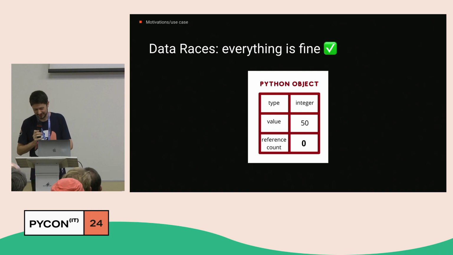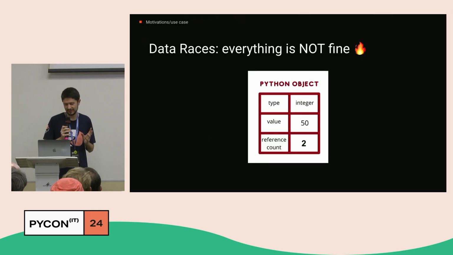Now let's discuss what happens when it doesn't go quite that way. Let's say we have the same scenario, where we have a Python object shared with 2 different threads, but they are done with the object and decide to release it at the same time.